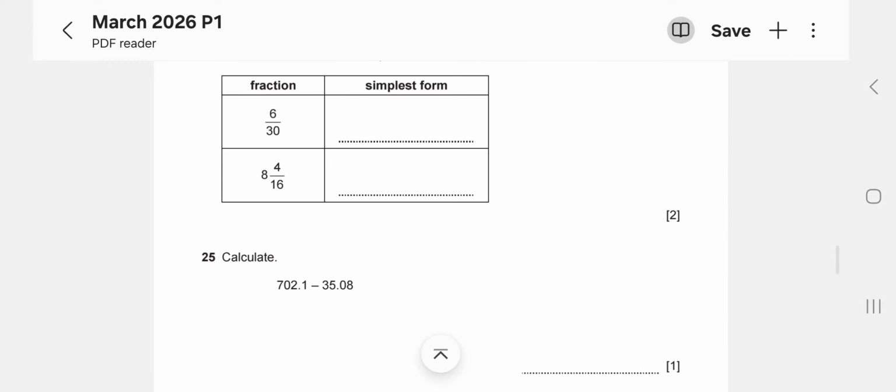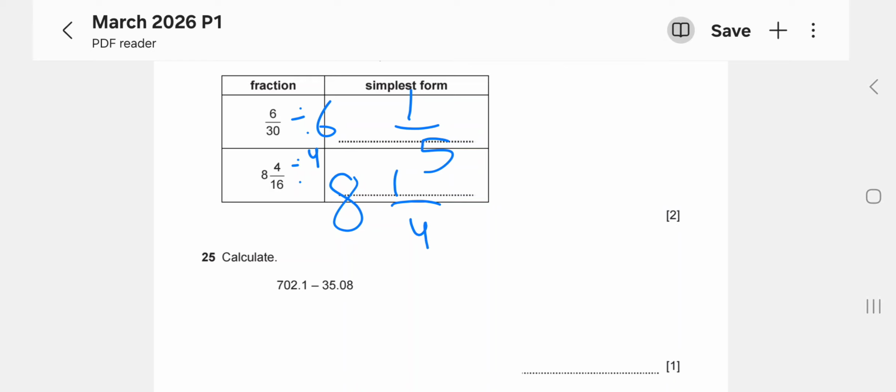In the simplest form, we divide up and down by 6. 6 divided by 6 is 1, 30 divided by 6 is 5. The fraction with 8, keep it as it is. 4 divided by 4 up and down, it will be 1 over 4.